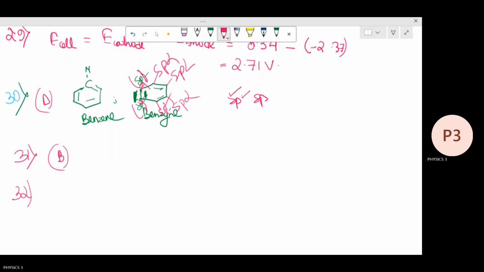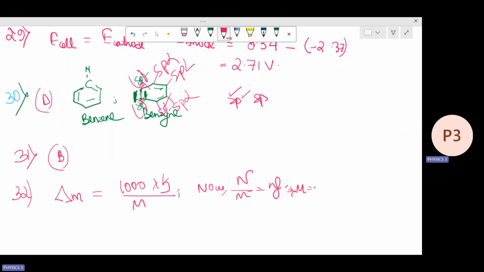32. For 32, they have given the conductivity thing. In case of conductivity, what will we find? We find that lambda m is equal to 1000 into kappa divided by M. Now normality by molarity, we know it is the n factor, isn't it? So what will be molarity? Molarity will be normality by n factor. So if we see this question, what will be lambda m? Lambda m equals 1000 into 6 into 10 to the power minus 3 divided by molarity, where molarity is normality by n factor.